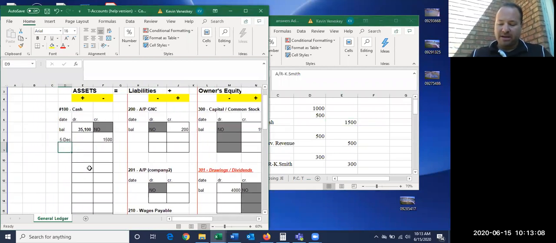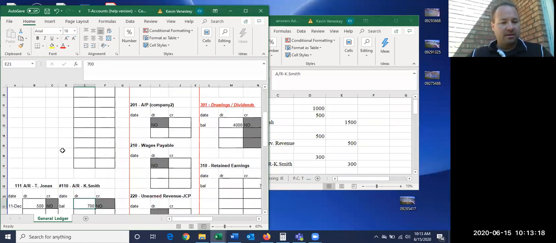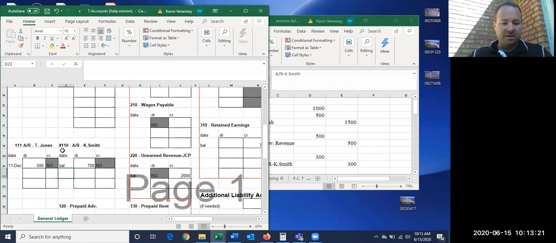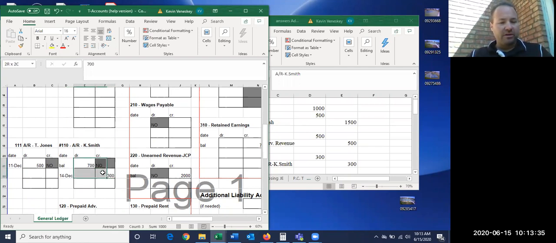So I'm going to come over here to my cash on our date of 12/14. We got $300. I got that because K Smith no longer owes me $300. He owed me $700, and now it's dwindled down by $300, and if you just do the easy math here, we have a balance of $400.